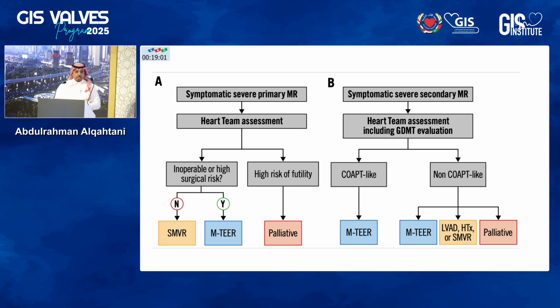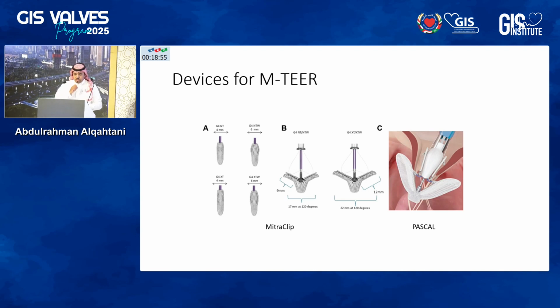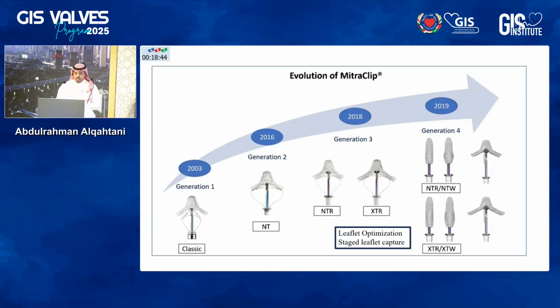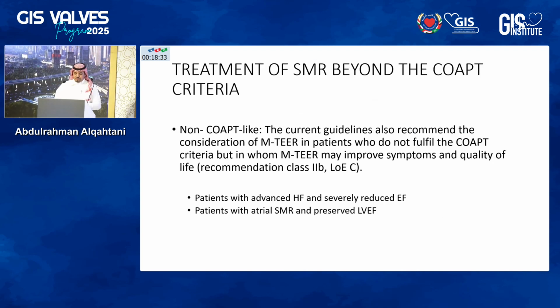And if they're not going to be a candidate, then a palliative approach will be considered in those patients. So we're not going to go into details about the devices. We know that currently there are two platforms, the Pascal and the MitraClip. The differences between them are basically not a lot, but there are two major cardinal differences. In terms of evolution, we currently have the fourth generation of MitraClip.